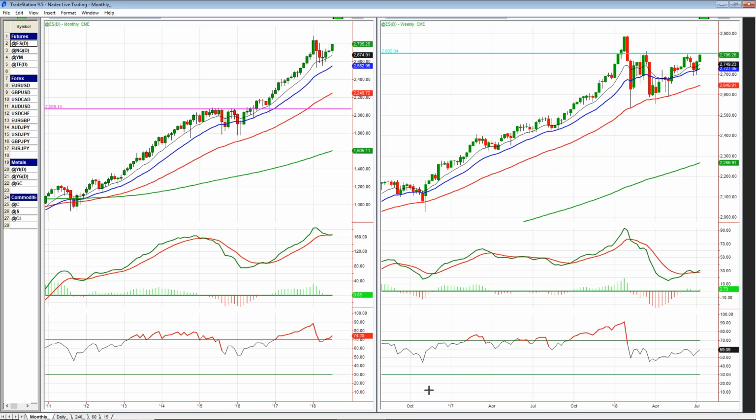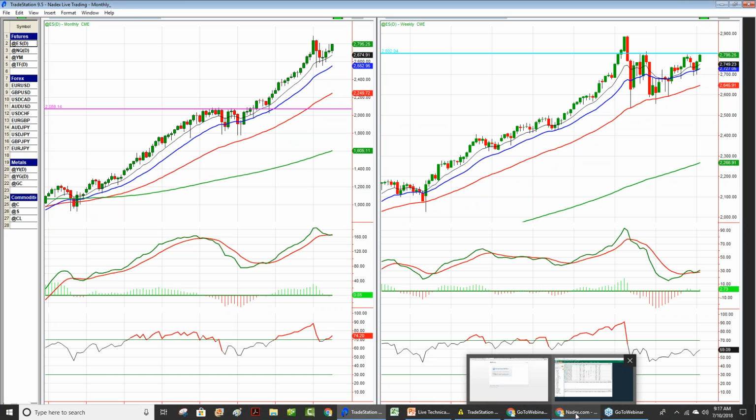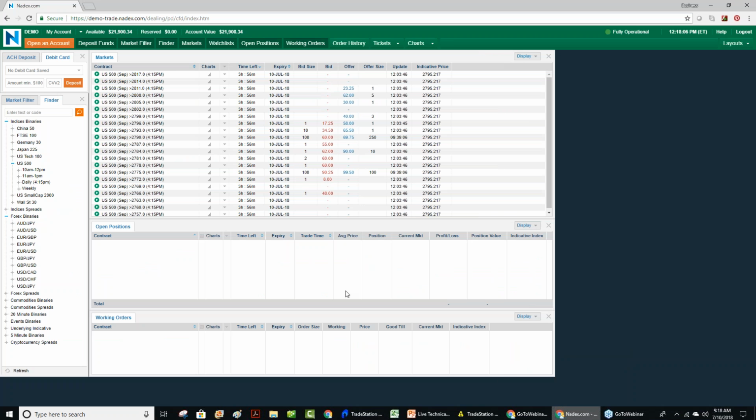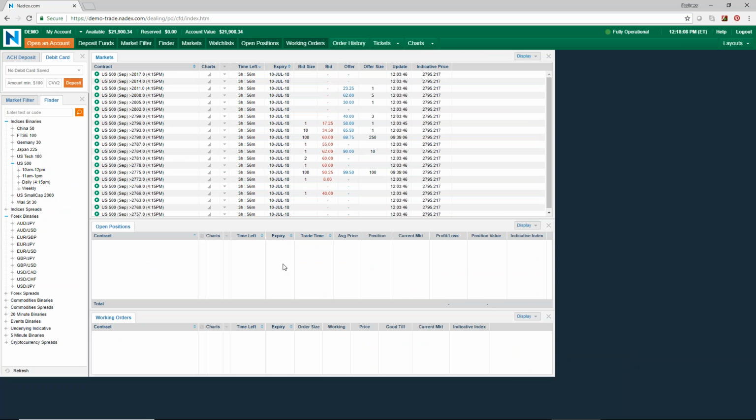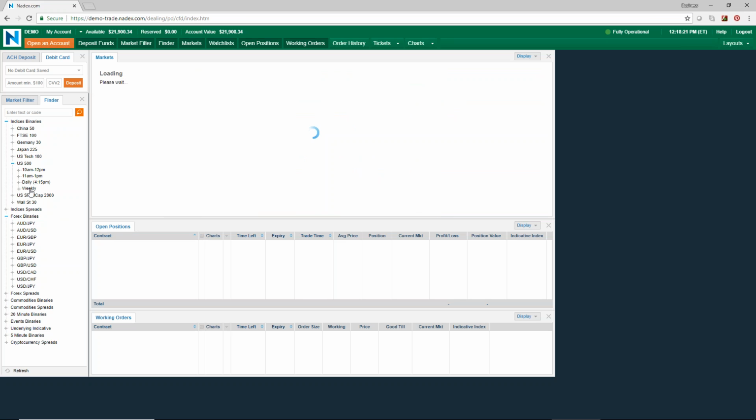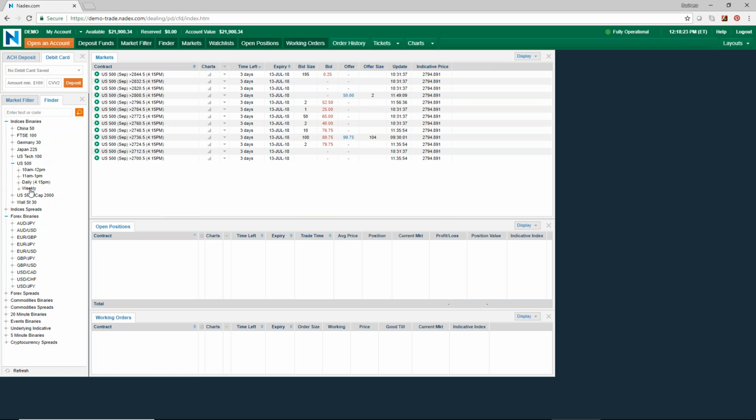Okay, so let's go ahead and take a look at the Nadex binaries for the S&P and see kind of where we're at. Right now we're at 27.95, 2800 being the key resistance point right there. If I'm trading long, and I think perhaps maybe on a weekly scenario for the S&P 500 that I'm looking for, I've got 3 days left.